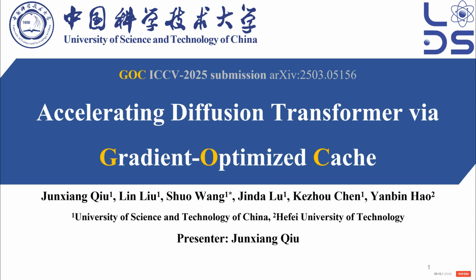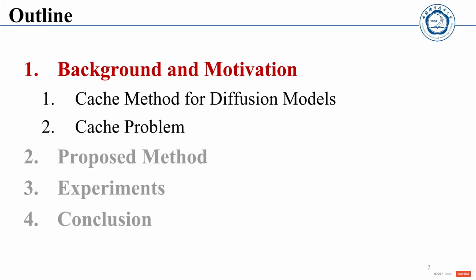I am very pleased that our work, Accelerating Diffusion Transformer via Gradient Optimized Cache, has been accepted by ICCV. Next, I will introduce this work. This presentation consists of the following 4 parts. First, I will introduce the background work related to caching and the motivation behind our work.